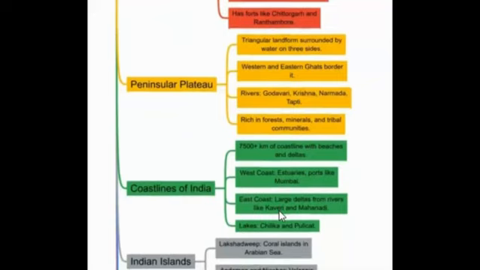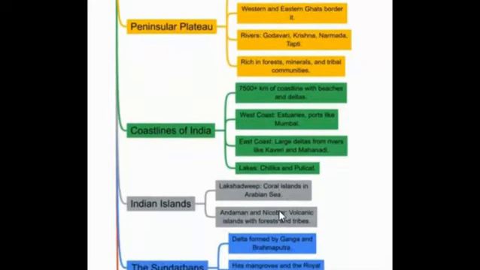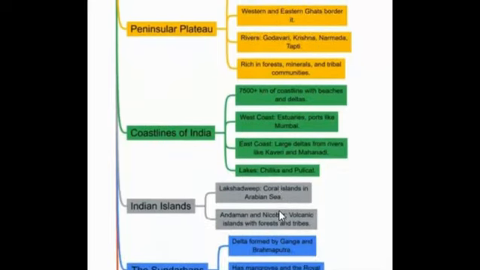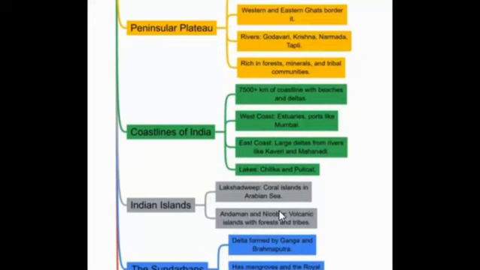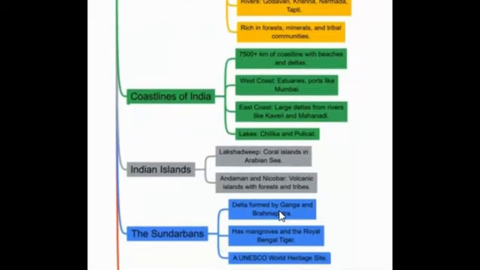Now we have the coastlines of India, which include 7,500 plus kilometers of coastline, beaches, and deltas. We have the west coast, like Mumbai, and the east coast, which has rivers like Kaveri and Mahanadi. They also have lakes like Chilika and Pulicat.